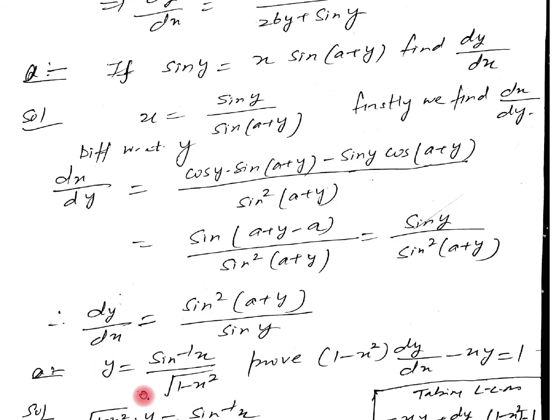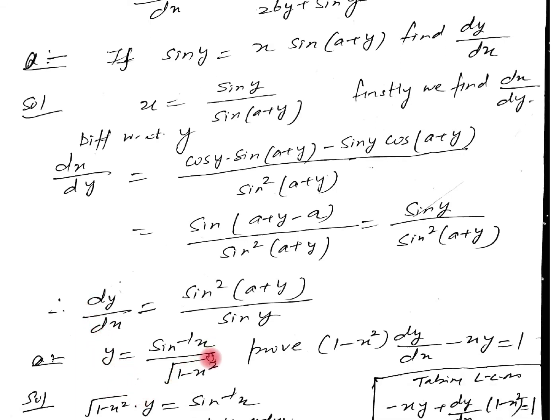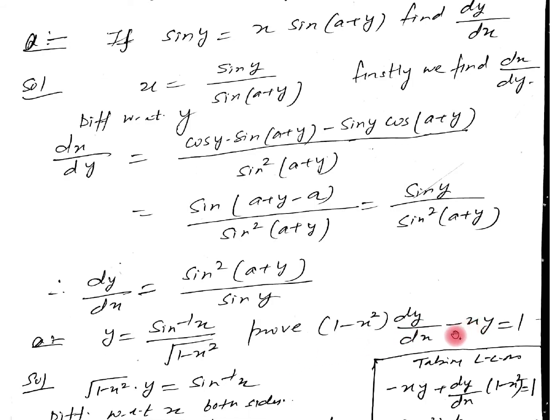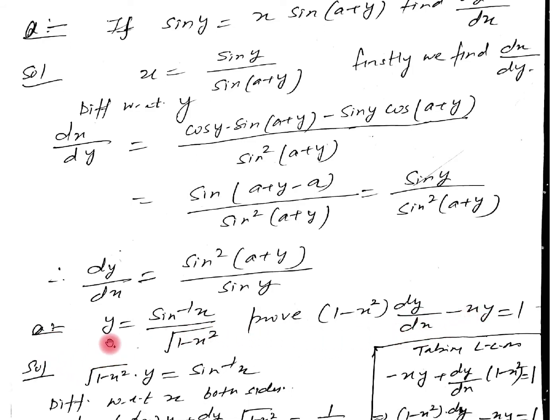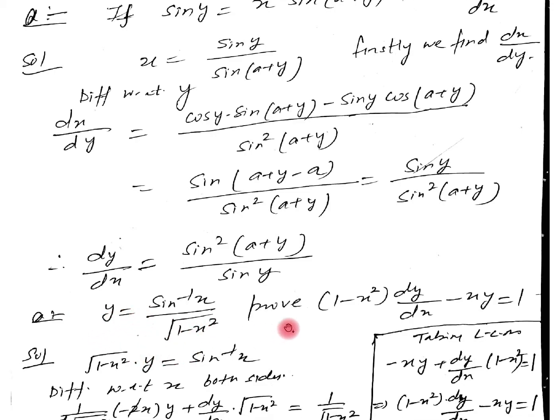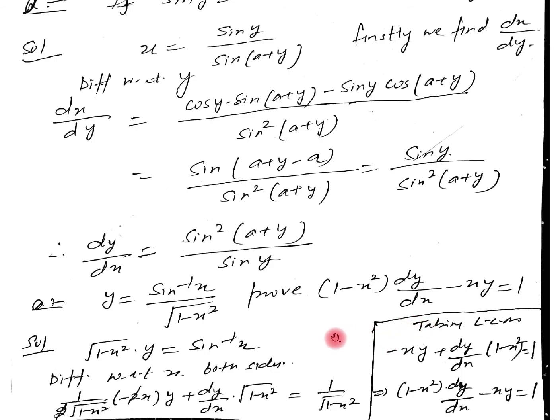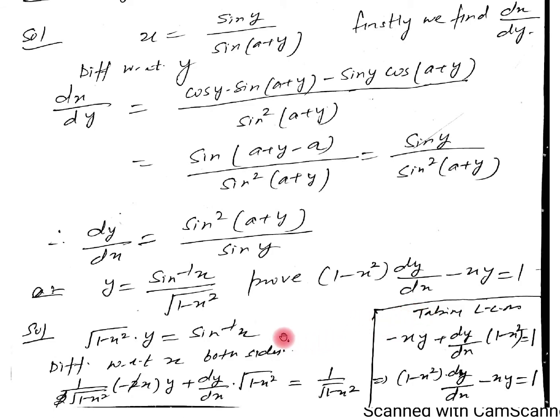Now see the question of this type. If y is equal to this, then prove that this. Again, this type of question is very important. Now y is given, and we have to find this. What do we have to do? Simply, we have to find dy by dx and put it in the equation. This equation must be satisfied. Now let us see how to do the question.